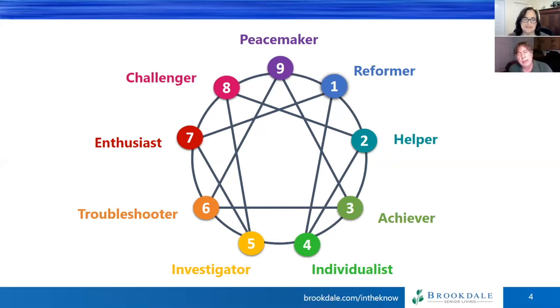So 6 is called the troubleshooter. I'm wearing my green today for Ireland. The original name we had for this was the Loyalist, but that name didn't work too well in Ireland. So troubleshooter is good. 6s are also mental types. They're more emotionally available and connecting than 5s are.